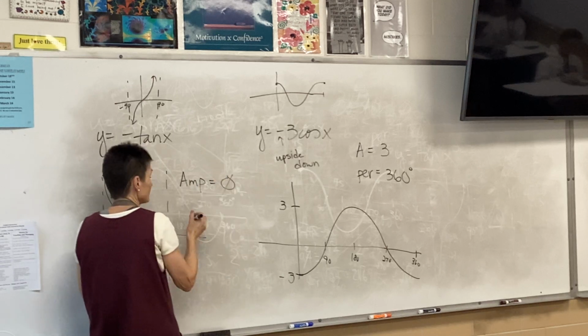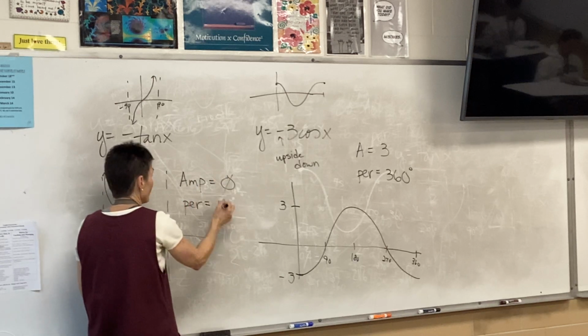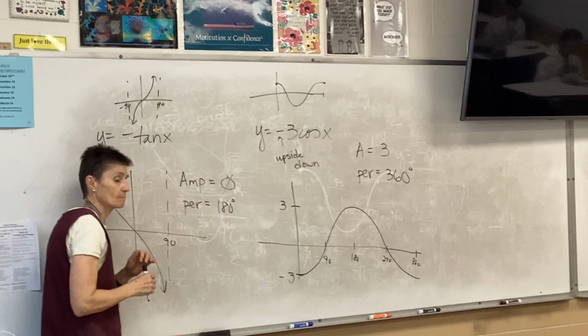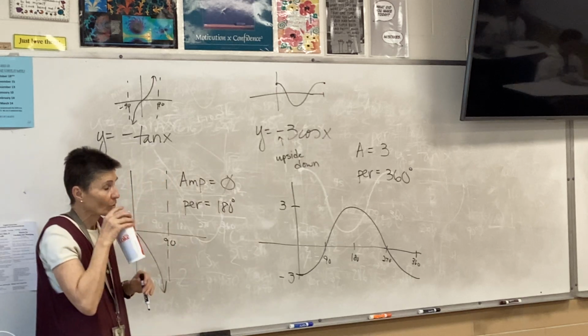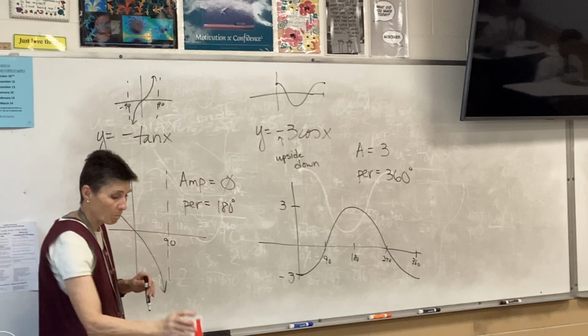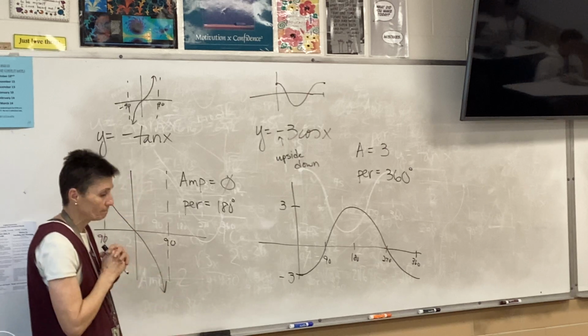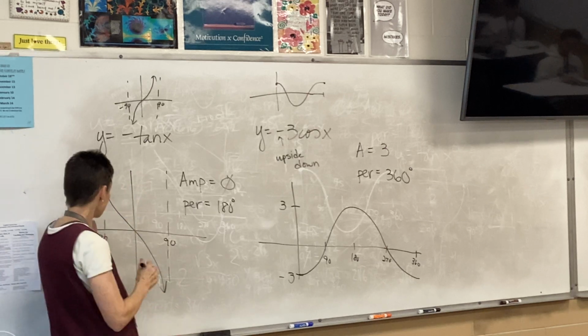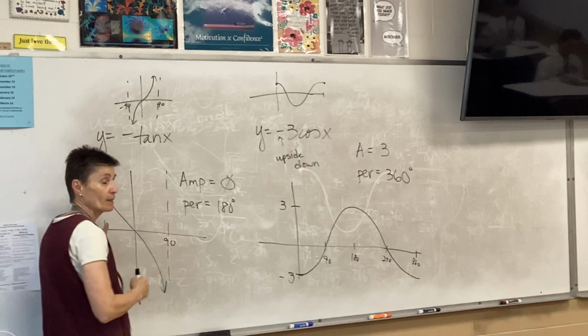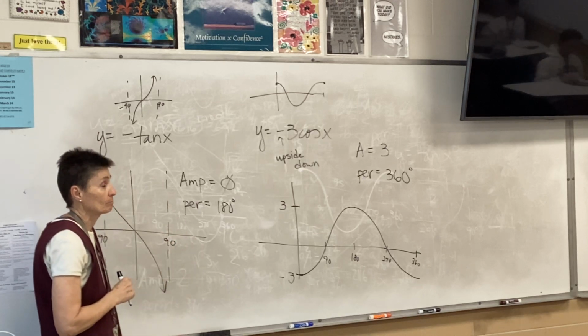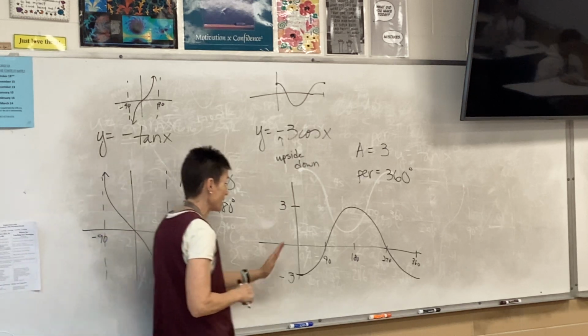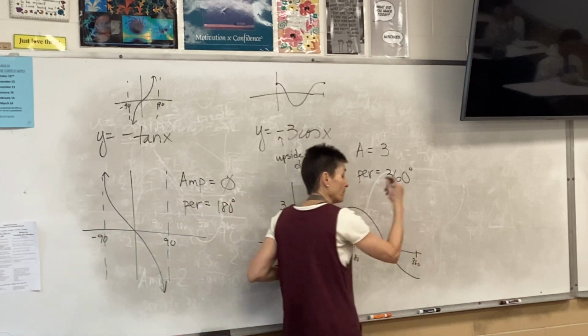What's the amplitude? Don't have one. What's the period? 180. What makes it 180 again? Distance from start to finish. Negative 90 to 90. Your sines and cosines go from 0 to 360, so their period is 360.